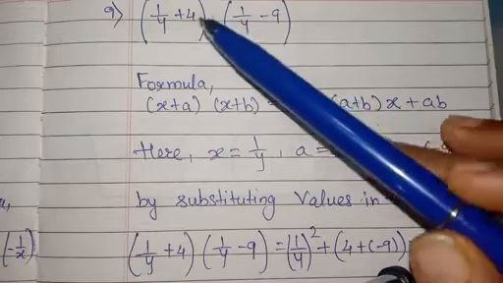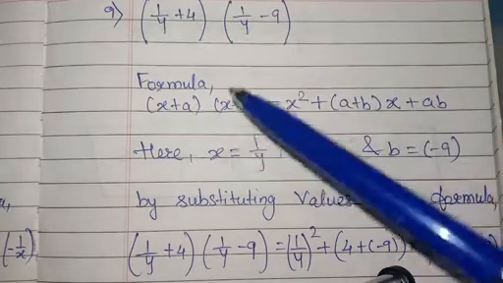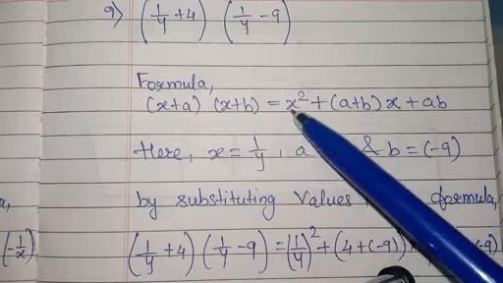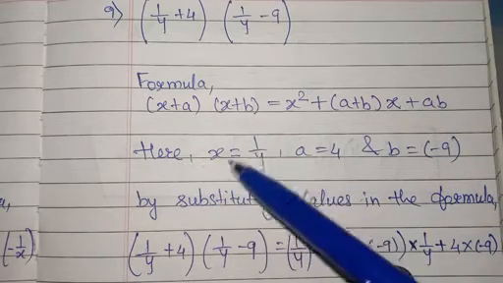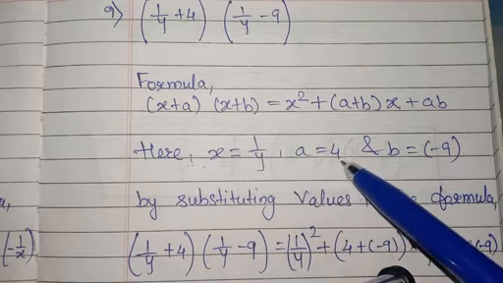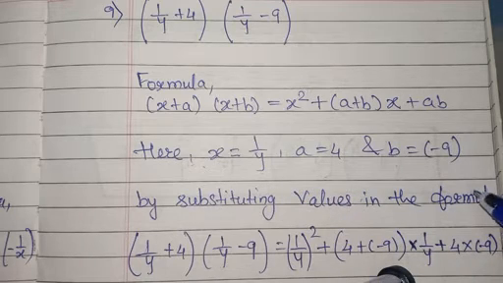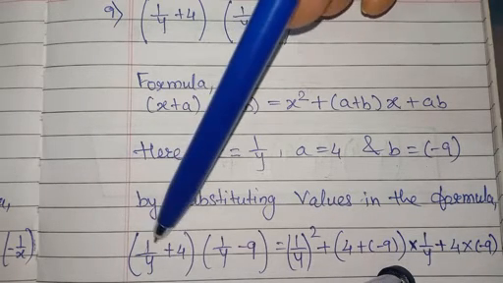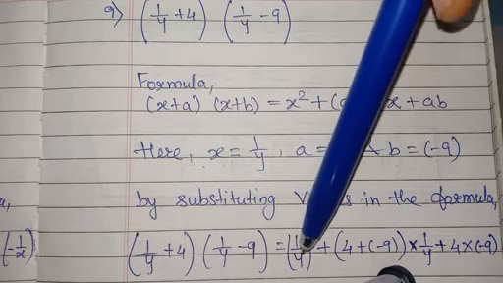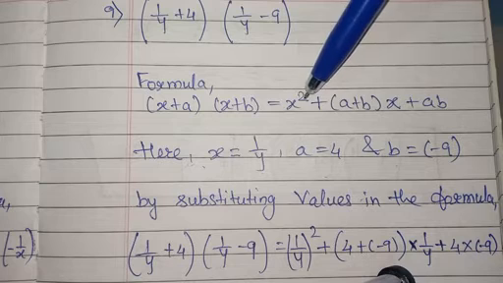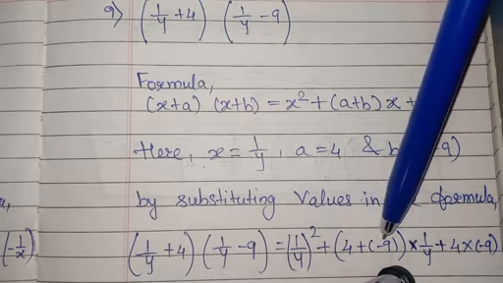Now last sum, 9th one, 1 upon y plus 4 into 1 upon y minus 9. Formula: x plus a into x plus b is equal to x square plus a plus b x plus ab. Here x is equal to 1 upon y, a is equal to 4 and b is equal to minus 9. By substituting values in the formula, you will get 1 upon y plus 4 into 1 upon y minus 9 is equal to 1 upon y square, that is x square, plus a plus b is what? A is 4 plus b is minus 9 here.